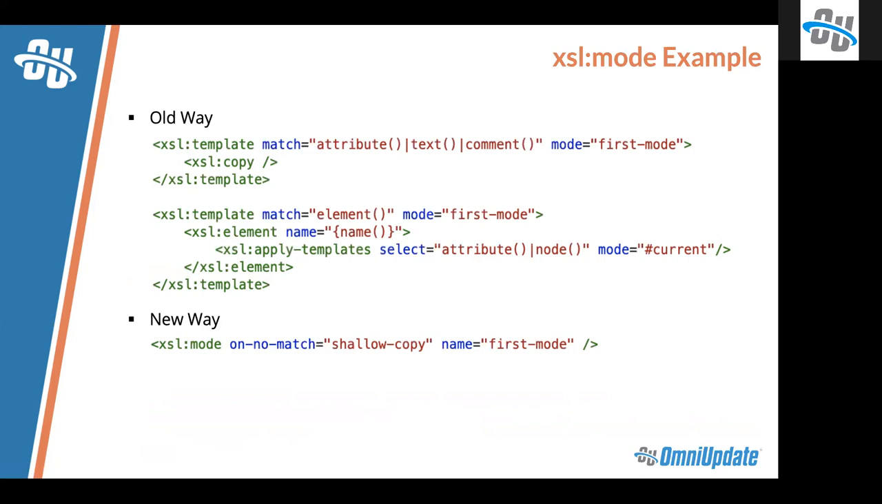And then you can see at the bottom, it's XSL mode, on no match, shallow copy, name equals first mode. So again, I can definitely say that your XSL will be a lot shorter if you use the XSL mode.